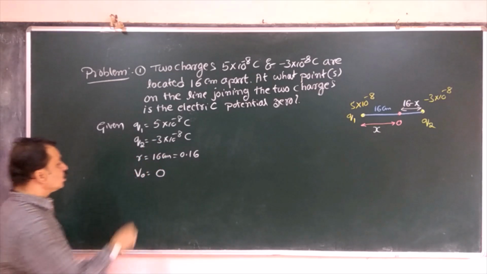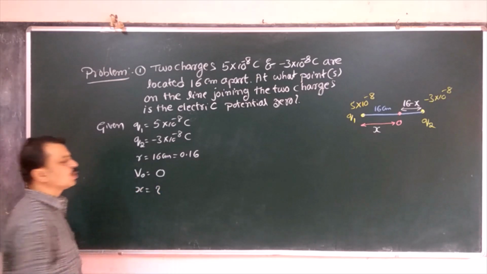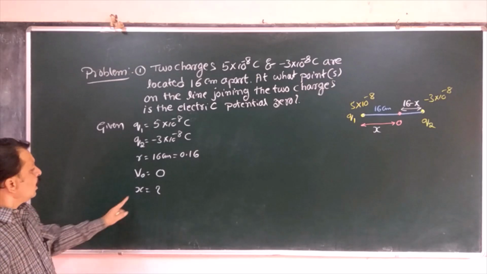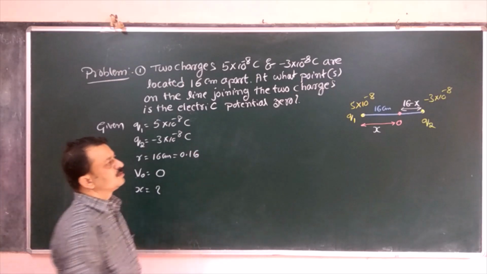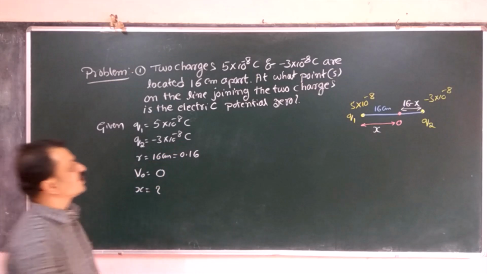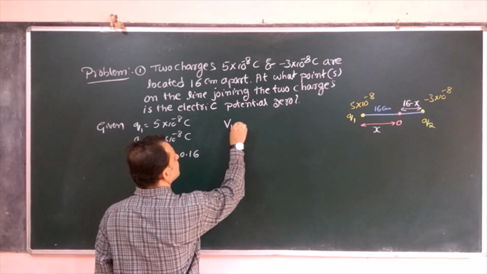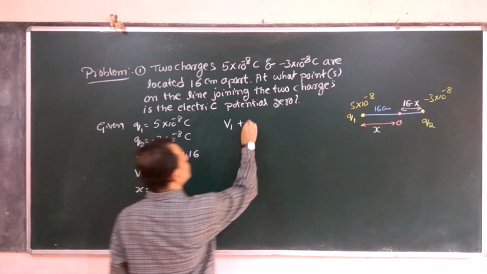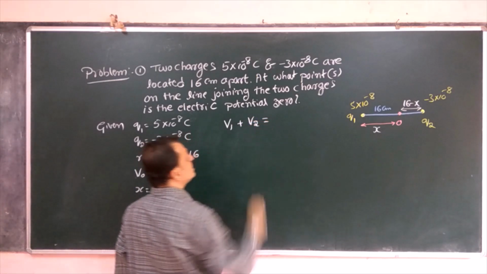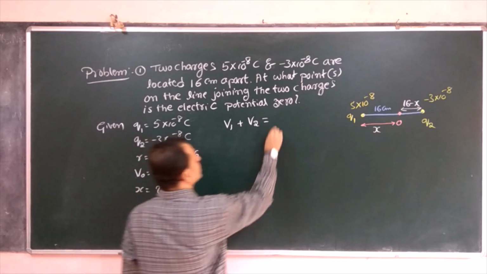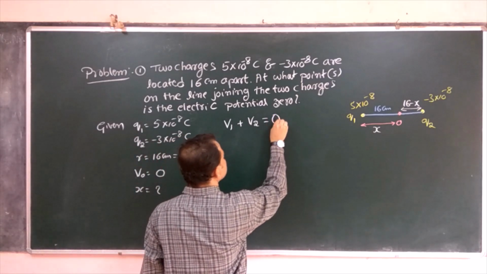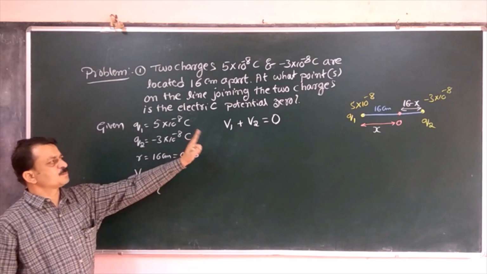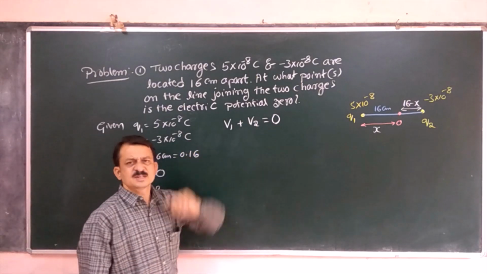Potential at O is 0 due to the two charges. What you have to calculate? What is the distance? At what point we are going to get the potential 0? Now potential at O due to the first charge, if I write it as V1, plus potential at O due to the second charge, V2, their sum, the total potential, should be equal to 0. That is the given condition. Potential due to the first charge plus potential due to the second charge should be equal to 0.